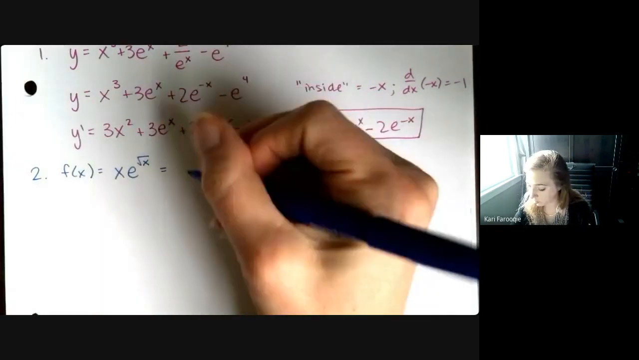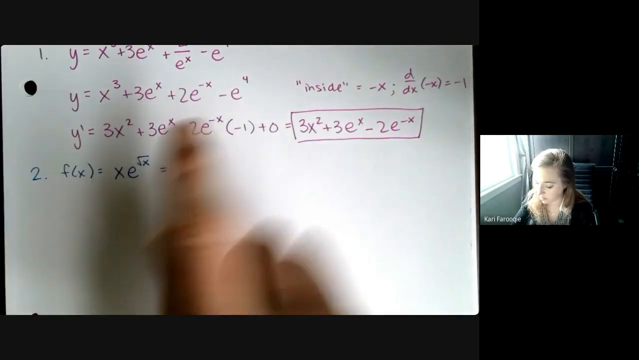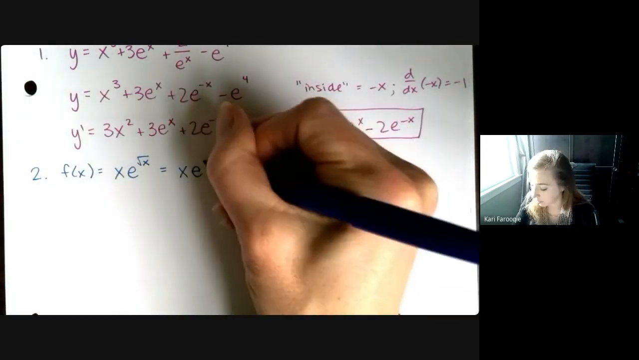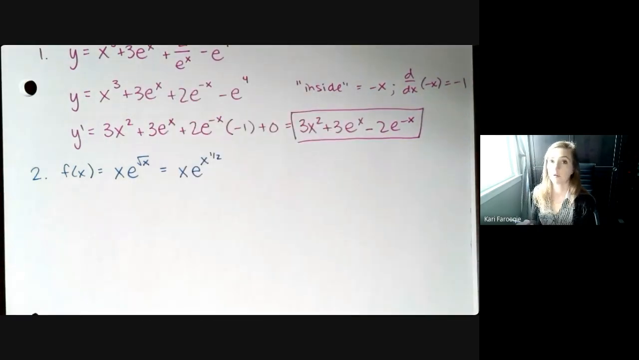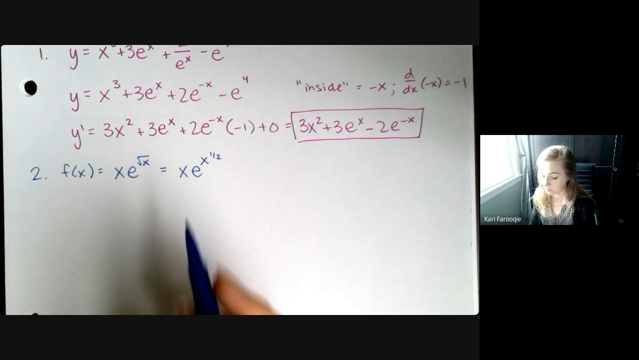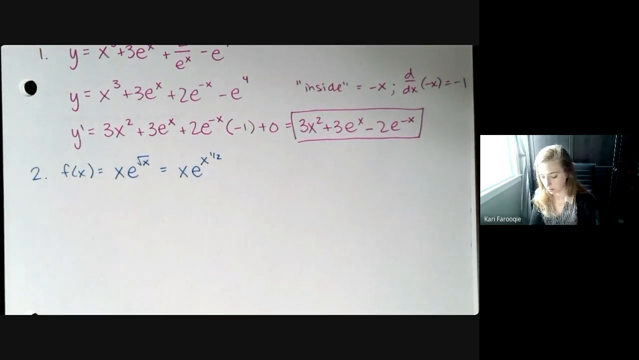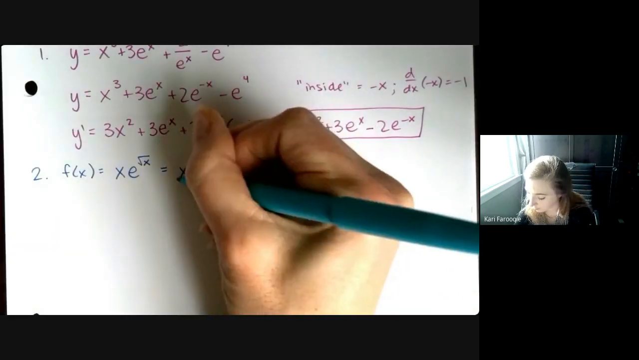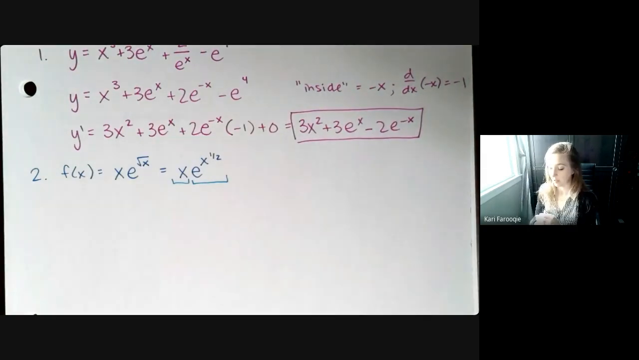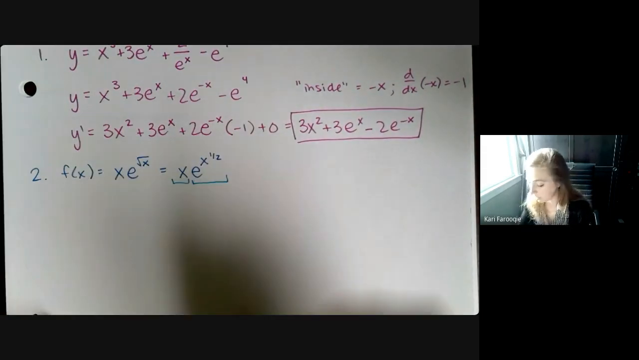What I am going to do, though, is just rewrite this because we are going to be taking the derivative here. You might find it more helpful to write square root of x as x to the 1/2 power. So we'll do that. Now, since you know already that we're going to be using the product rule, if we let one factor here be x and the other factor will be e to the x to the 1/2 power.